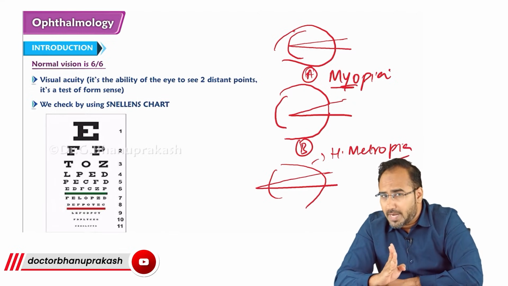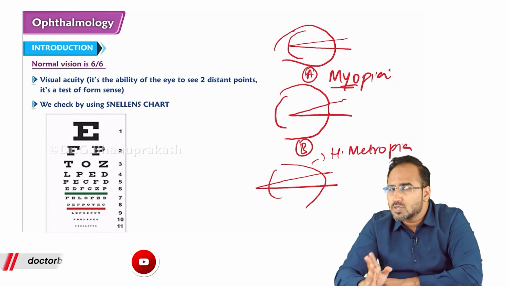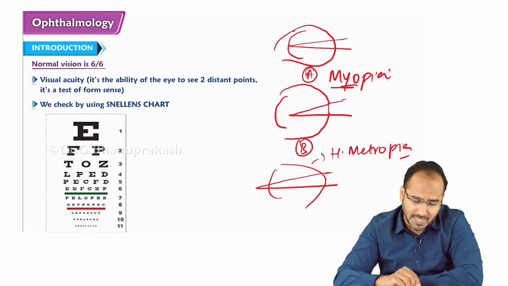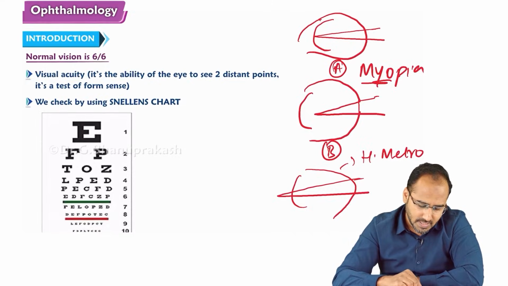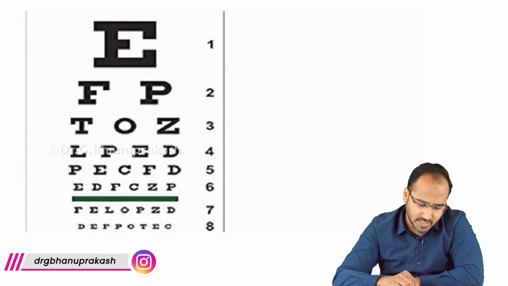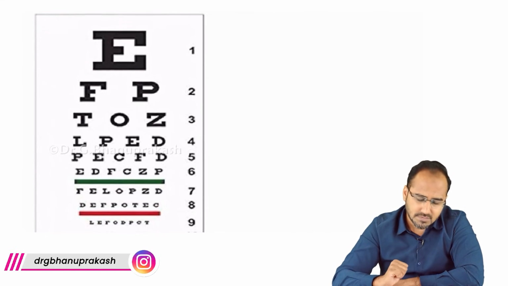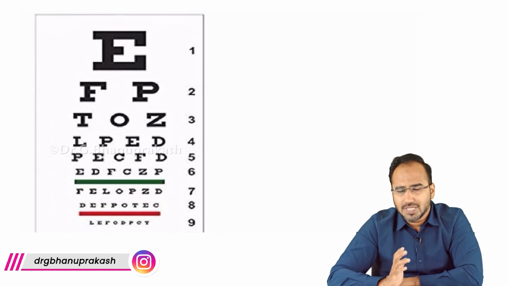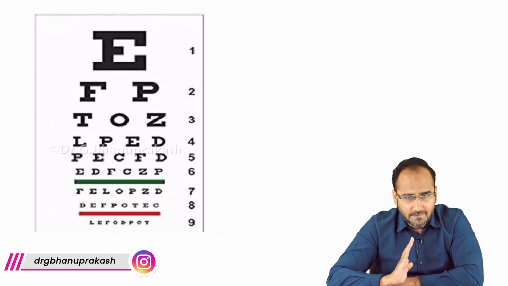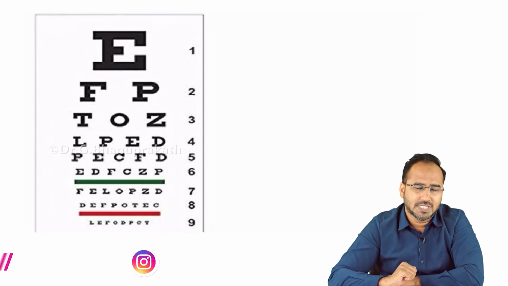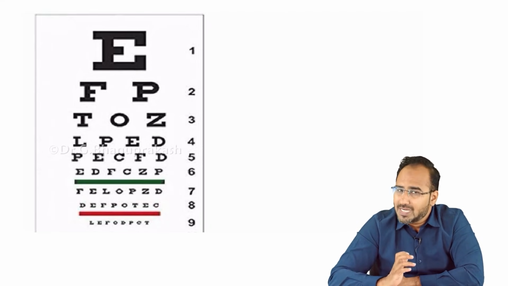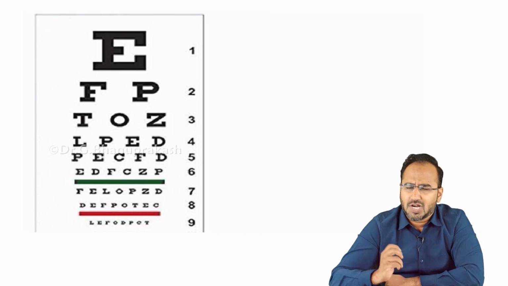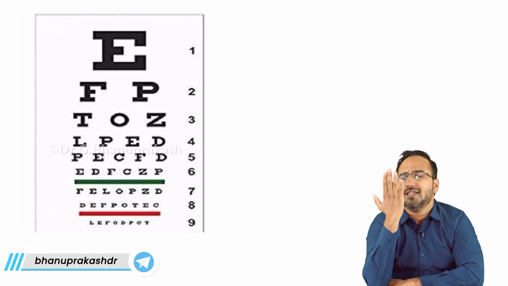Those who are myopes, who are listening to my class, might be familiar with this chart guys. What is this chart called as? Snellen's chart. So the child is brought to a room where he is made to sit in front of the chart, not exactly in front like this.